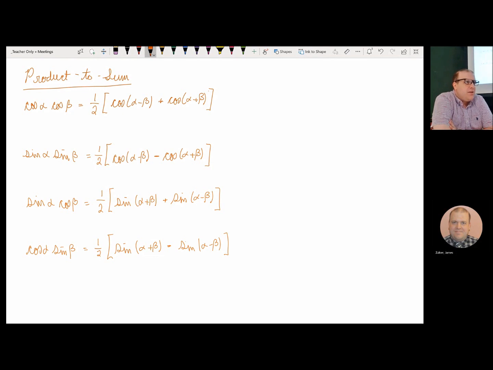Right, the product is commutative. So sine alpha cosine beta and cosine of alpha sine of beta, sine of beta times cosine of alpha would be the same. Also, sine is odd. So if you just flip the order, you could write it as sine of beta plus alpha plus sine of beta minus alpha, which gives you the first identity.